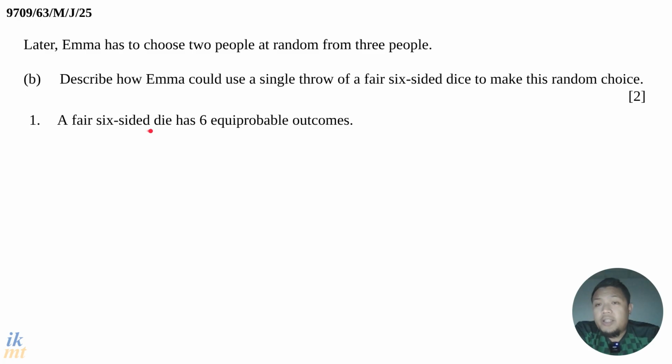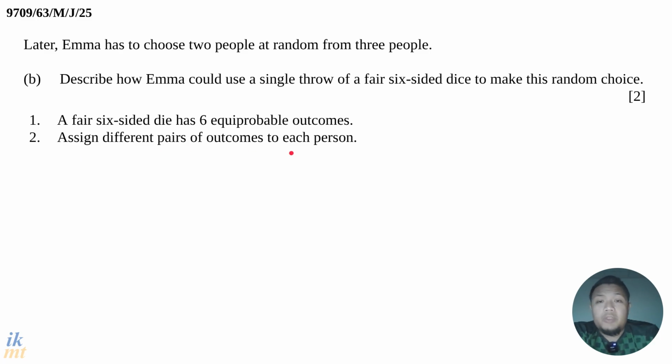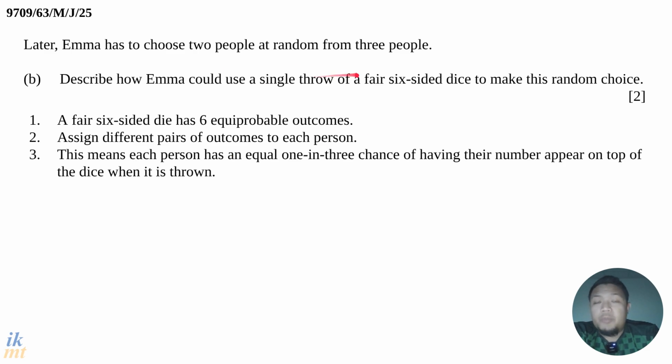The fair six-sided die has 6 equally probable outcomes. That means the outcomes of the fair six-sided die would be random. So what you can do is, for example, assign different pairs of outcomes to each person. Because it has 6 equally probable outcomes, you take pairs of those outcomes and assign them to each of the persons that you want to choose, because there are 3 people. This means each person has an equal 1 in 3 chance of having their number appear on top of the dice when it is thrown.